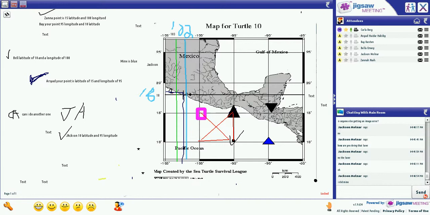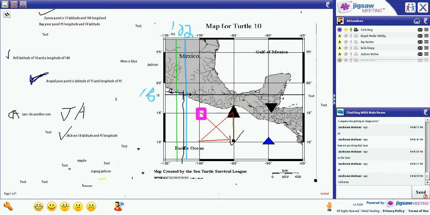Now, did this sea turtle move in a straight line? What do you think? Yes, no, maybe? Did the sea turtle move in a straight line? Or did he zigzag through our ocean? We have a maybe, and then we have a zigzag. The sea turtle definitely zigzagged through our ocean.